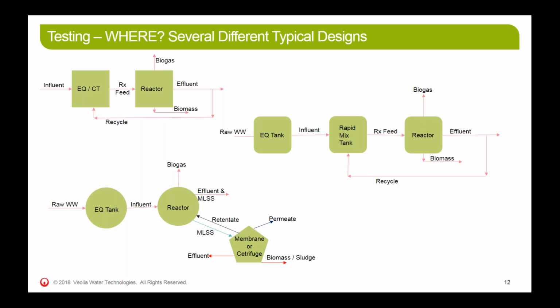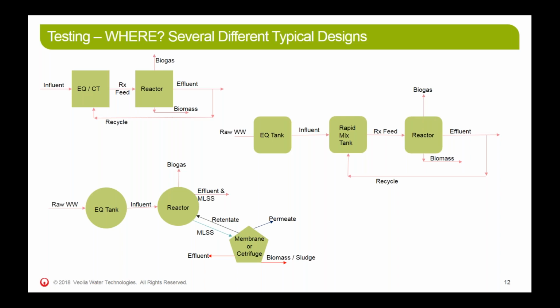In our new flow diagram, which is the middle drawing, raw wastewater goes into an EQ tank, and the influent then comes out of the EQ tank and goes to what we call a rapid mix tank. Then that's fed into the reactor, and the effluent recycle comes back to the rapid mix tank. Again, the biomass and the biogas come off the reactor. So those first 2 are really the primary flow diagrams for our UASB and EGSB plants.